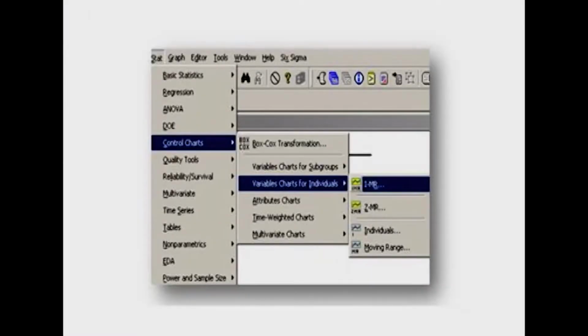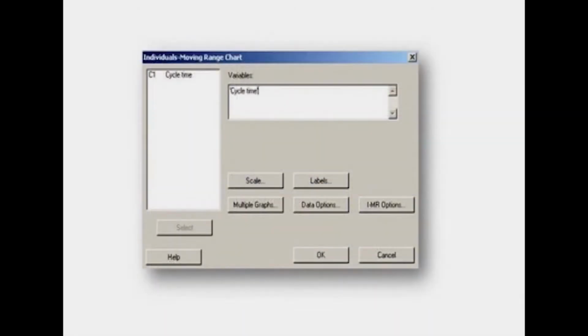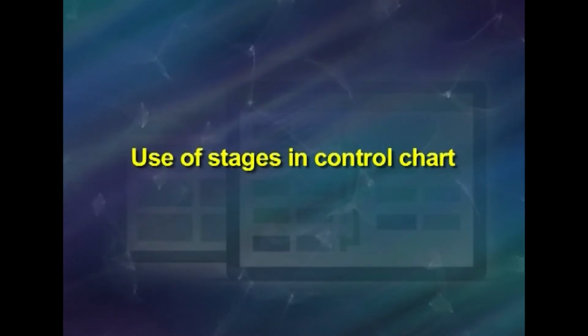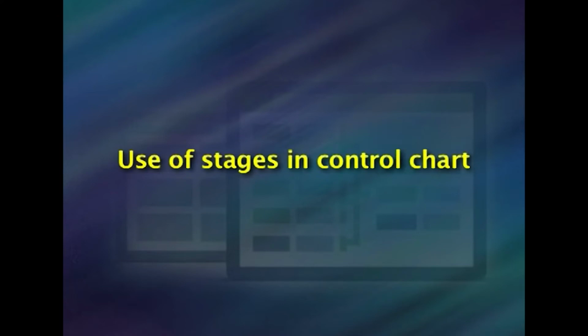In this, step 1 is the Minitab path: start, then control charts, variable chart for individuals, that is IMR. Step 2 is to enter data, that is cycle time, in the variable column. Next, in step 3, click OK to get the IMR chart. Now, uses of stages in a control chart. The individual chart takes care of centering and the moving range takes care of the spread of the data.